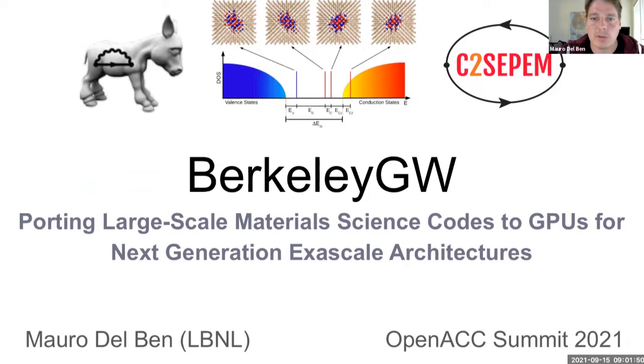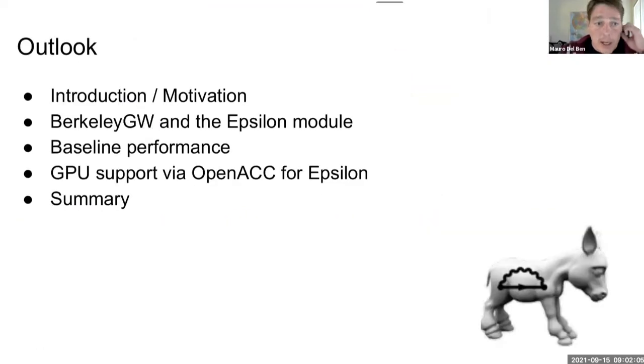I believe it was the end of July, and it focused on OpenACC optimization of one of the main BerkeleyGW modules, which is named the Epsilon module. I'm going to start with a brief introduction and motivation for why we're doing this work. Then I'm going to give you a little more detail about the Epsilon module of the BerkeleyGW software package, which we have been working on.